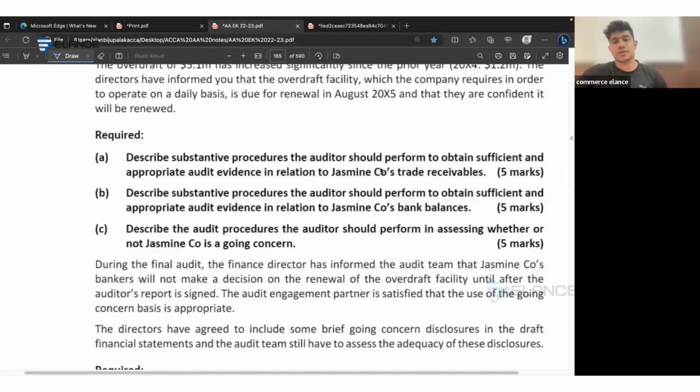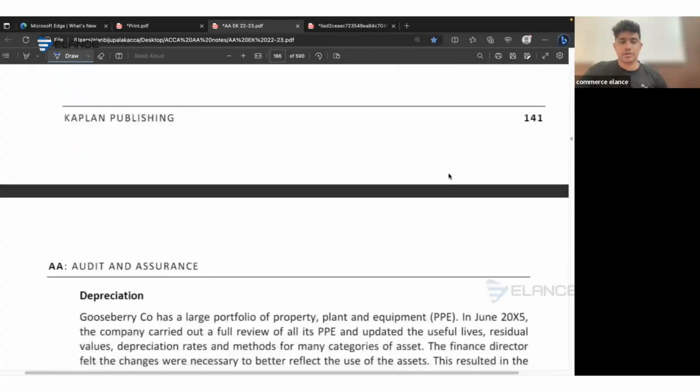They will ask us to obtain sufficient appropriate audit evidence in relation to the trade receivables. But sometimes some assertion might be hidden in the scenarios. You have to check that. They will ask us to write substantive procedures to confirm the bank balance in relation to the going concern.